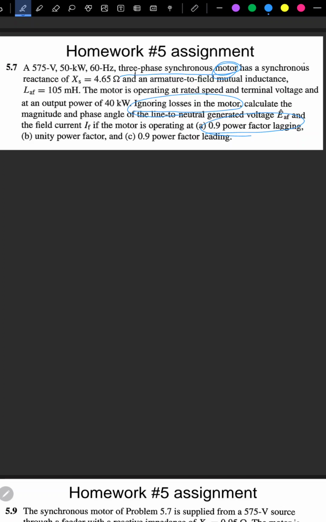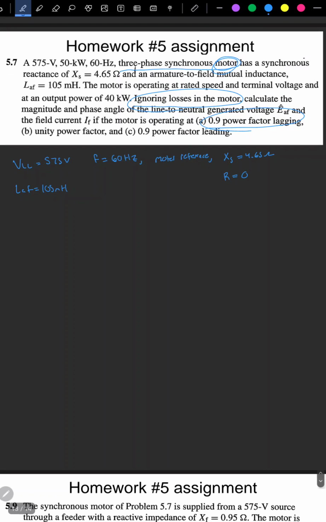So we'll write down what we know. We know V line to line equals 575 volts. We know F equals 60 hertz. We know we're reading it as a motor reference. We know that XS equals 4.65 ohms. We know that R is 0. And we know LAF equals 105 millihenries. And we know P out equals 40 kilowatts.